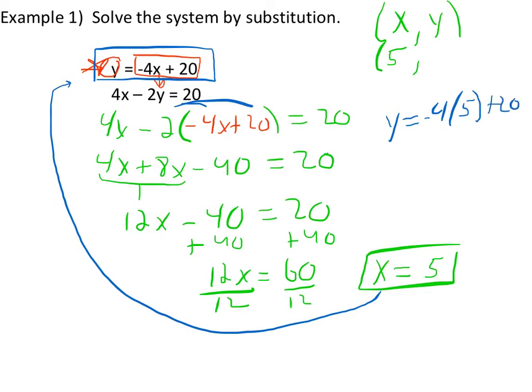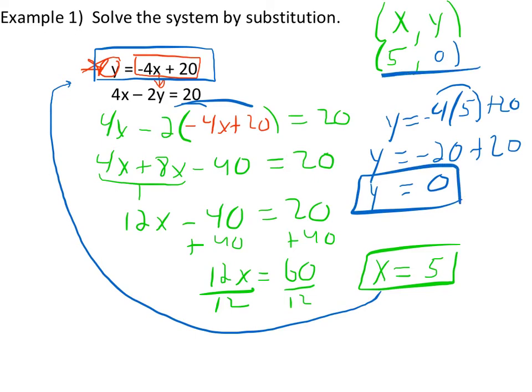So we plug the 5 in for x, and we get y equals negative 4 times 5 plus 20. Negative 4 times 5 is negative 20. And now y is equal to 0. So our solution is the coordinate 5, 0. So if we were to graph it, we would have that point be where the two lines intersect.